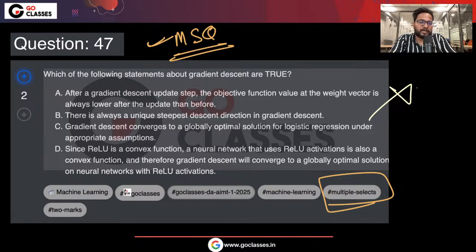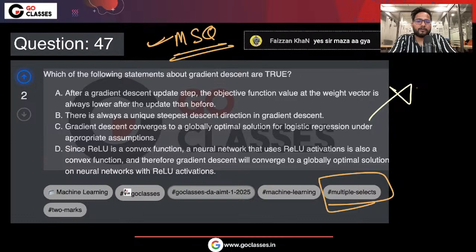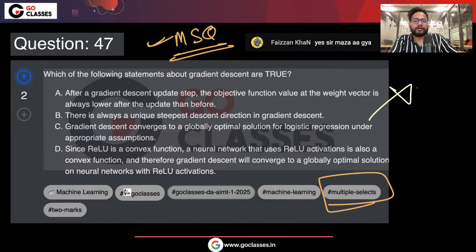Yes. So Faiz Khan is saying, sir, maza aa gaya. Yeah, thank you so much, Faiz Khan. Faizan Khan, sorry. Okay, sorry, I think I'm mispronouncing your name, but yeah, he's Faizan Khan.